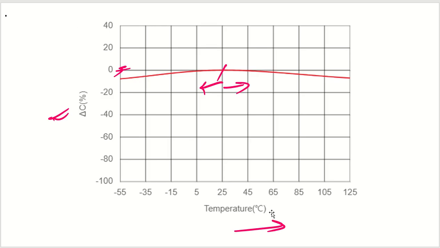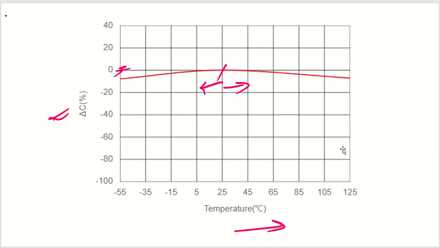Similar to that, we have temperature variation also. So what is the capacitance variation with temperature? As you can see, around 25 degrees centigrade there is no variation, it is 0%. And as you go to the lower side, let's say down to 5 degrees centigrade, and to the higher side up to 45 degrees centigrade, the capacitance variation is almost zero, there is no change at all. So it is very suitable for use between 5 degrees and 45 degrees.